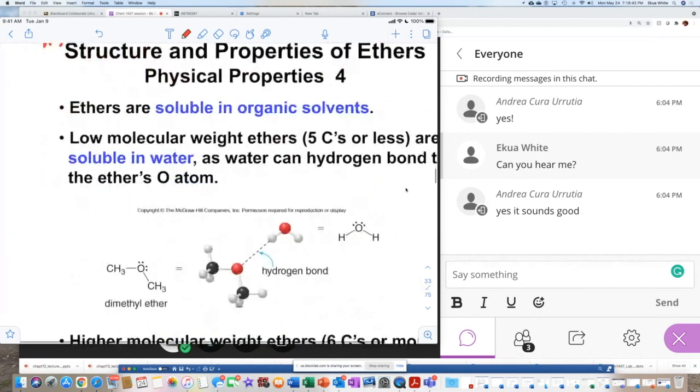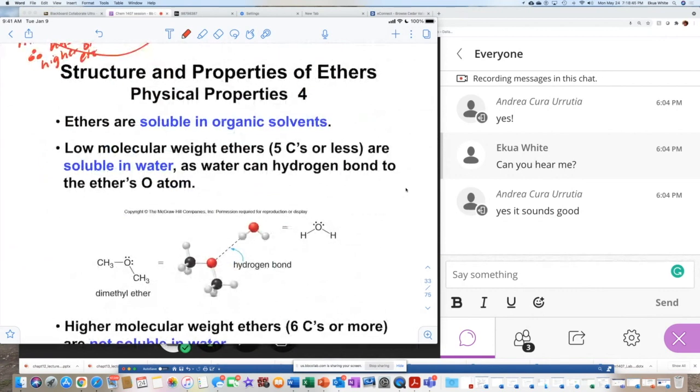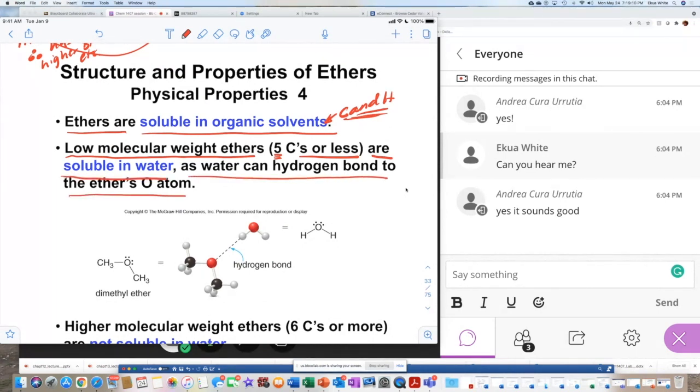Okay. Next thing, solubility. Just like we saw before, ethers are soluble mostly in organic solvents. These are the compounds that have carbon and hydrogen, those kind. But if you have low weight ethers, meaning 5 carbons or less, these tend to be soluble in water, as water can hydrogen bond with ether's oxygen atom. Just like what we learned with alcohols, right?